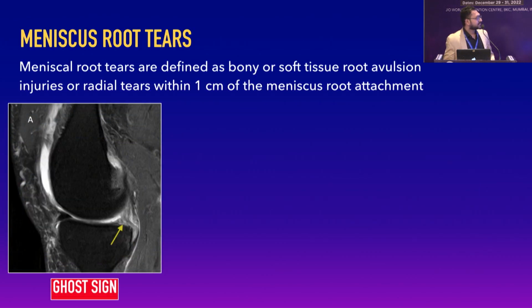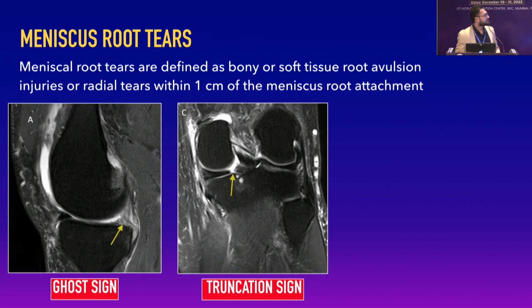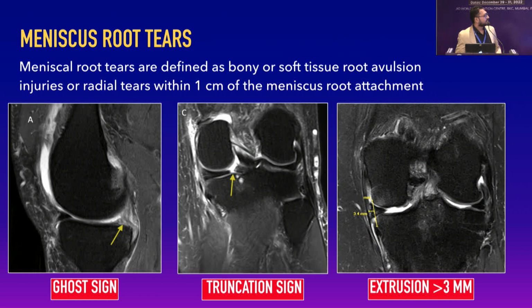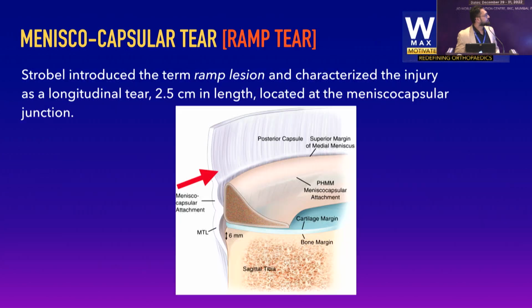Three most cardinal signs are the ghost meniscus sign, the truncation sign, where you can see the linear vertical impression on the posterior aspect of the knee joint on the coronal sections. And then comes the extrusion of the meniscus, where the extrusion more than 3 mm is significant. This is how the meniscus root tear appears on an arthroscopy image. Also you can see the same correlation on the MRI.